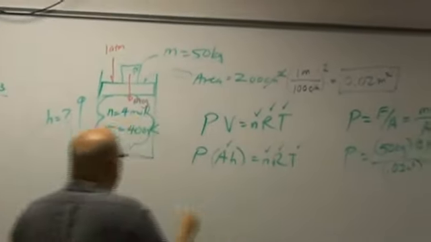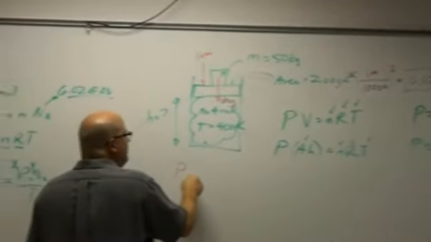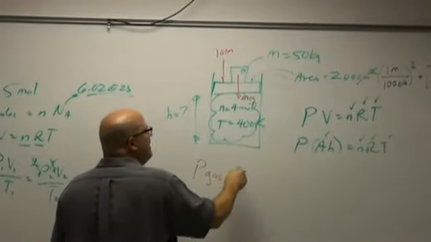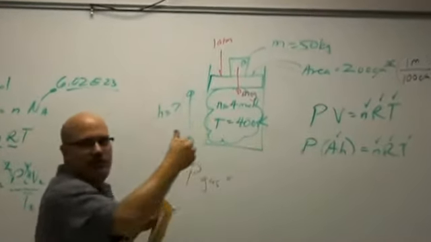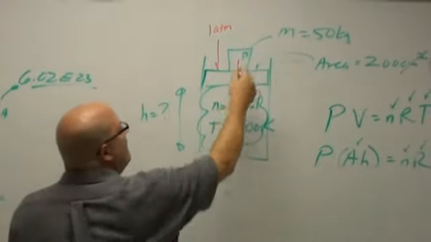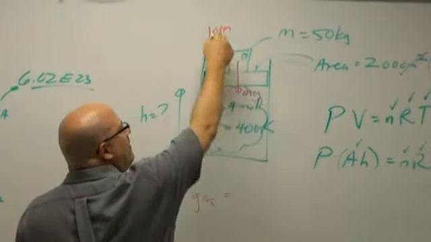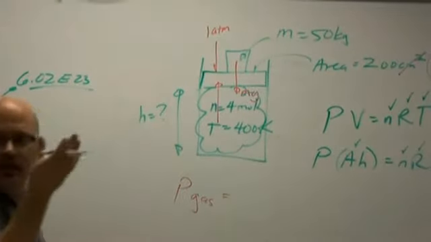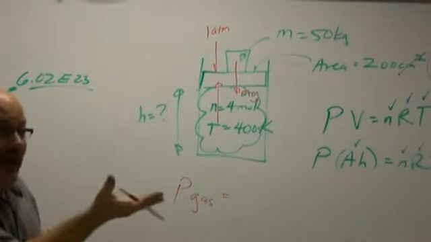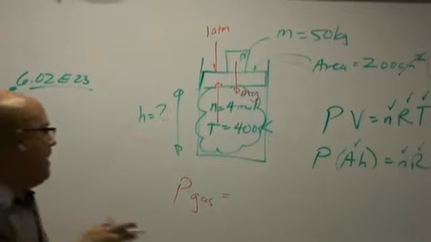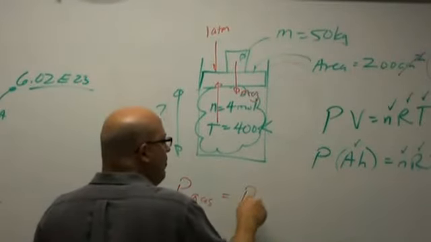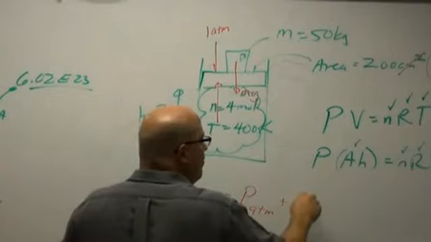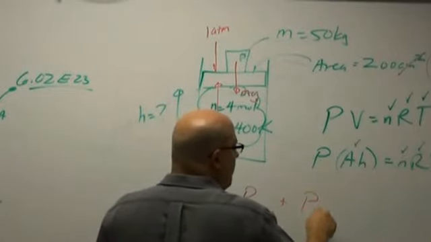Add the 180. So the pressure inside the gas will equal, let's just remember our forces from last year. If I've got this pushing down and this pushing down, then the pressure pushing up must be the same if it's going to stay in equilibrium, right? So it's going to be the pressure of the atmosphere plus the pressure from the mass.